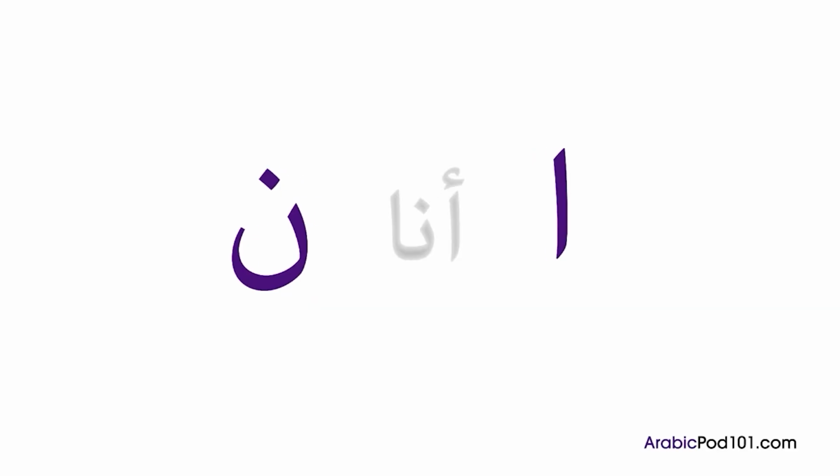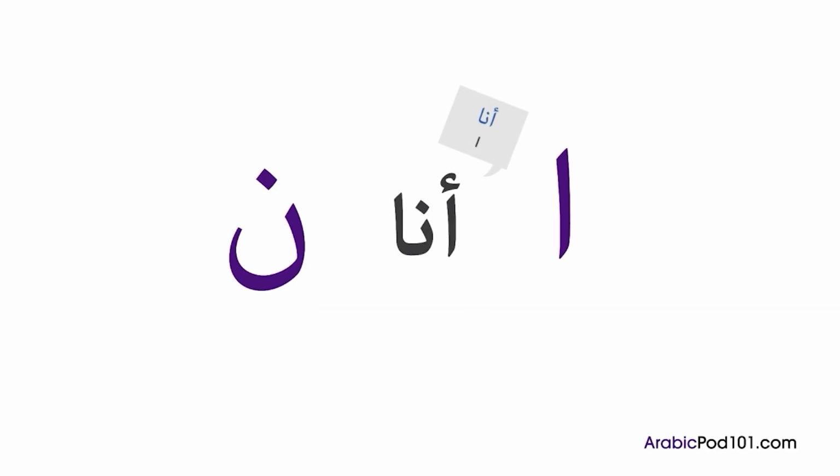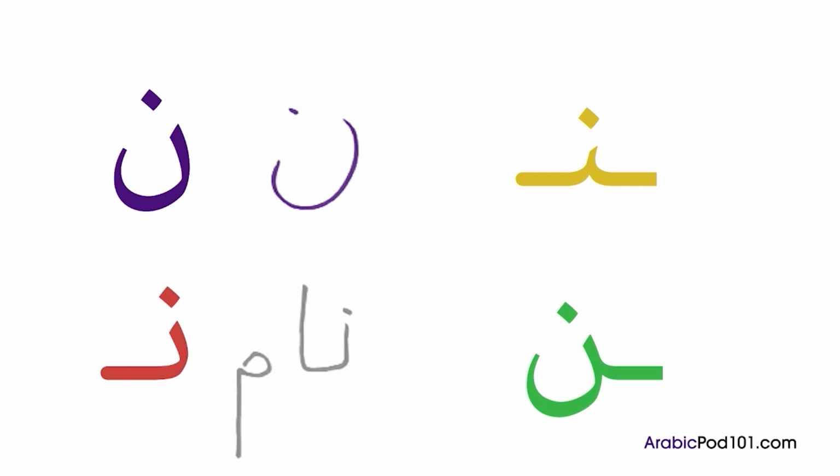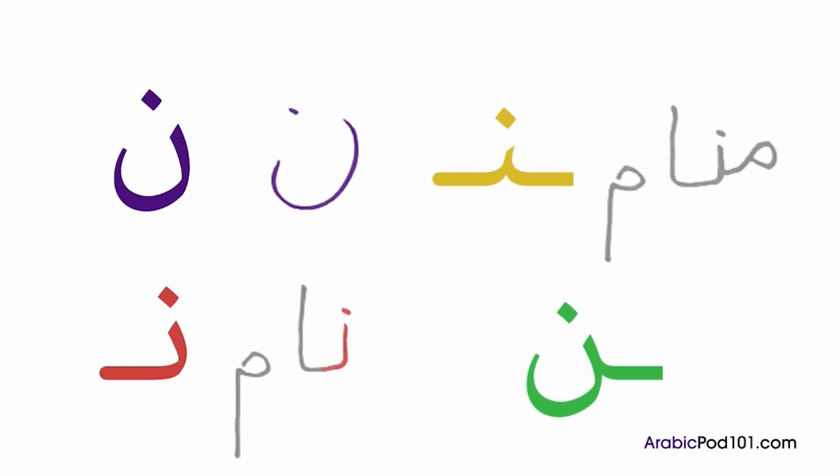Now let's review the letters we've learned so far. In the first lesson, we learned alif and noon. They are the letters you need to form the word ana, meaning the pronoun I. First, we have alif. Here's the isolated form. And here's the final form. Alif only has 2 forms, as we've already explained before. Now let's review noon. Isolated, initial, medial, and final.